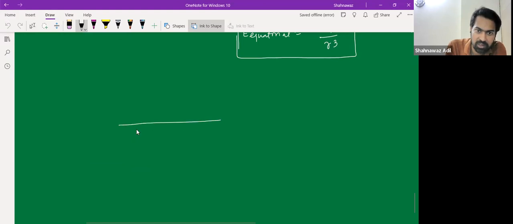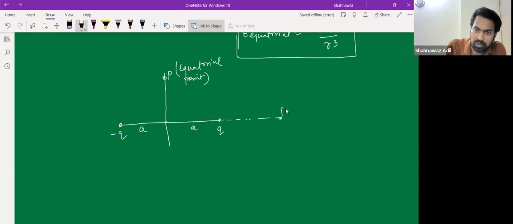So we calculated this for the electric dipole, right? And then we calculated it on the perpendicular bisector. So this point is called the equatorial point. And we calculated at this other point, which was the axial point. Right. Yes.